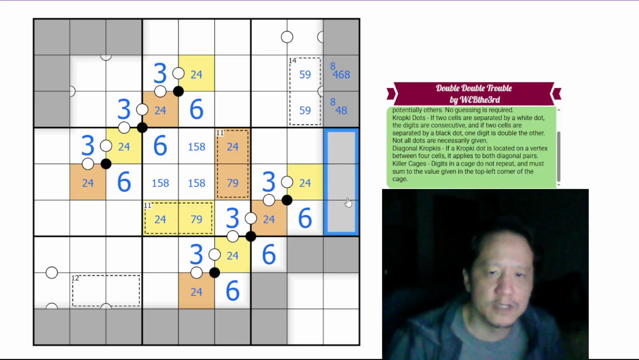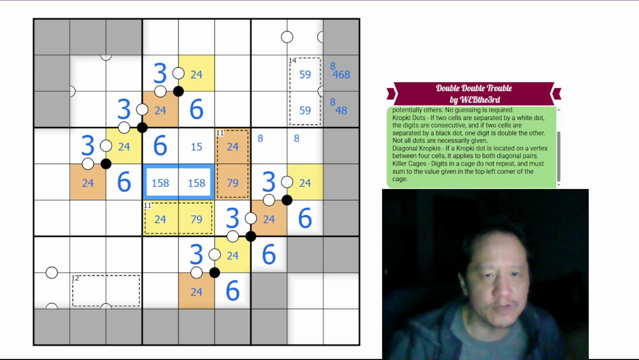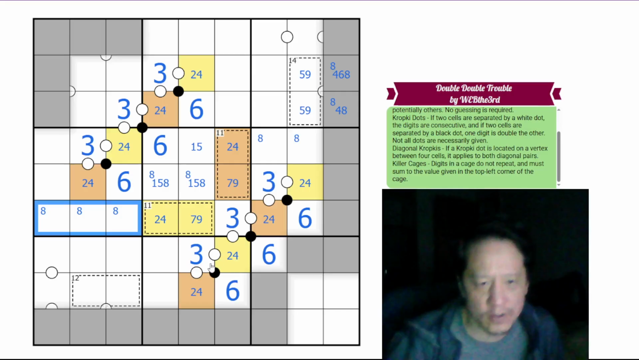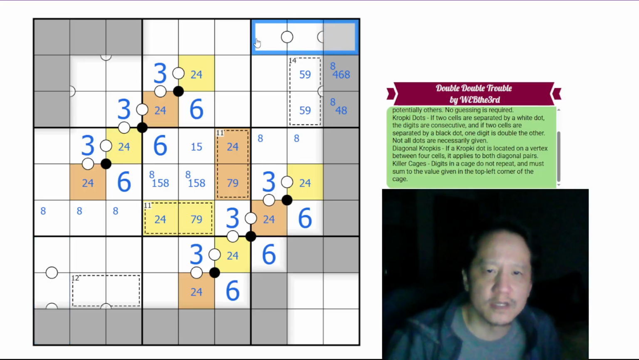Which means in this right central box, 8 cannot have an 8 there, whereas the 8 in the box must be one of these two, which eliminates 8 in the rest of the row. So this can't be 8, which means one of these two must be 8. Which means we have an 8 here. These 3 digits are consecutive. These 3 digits are consecutive.